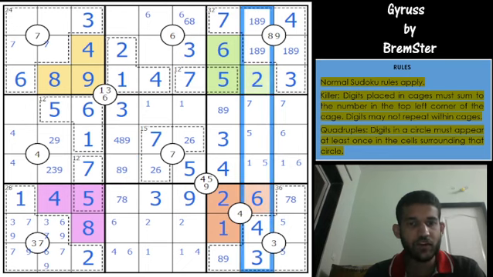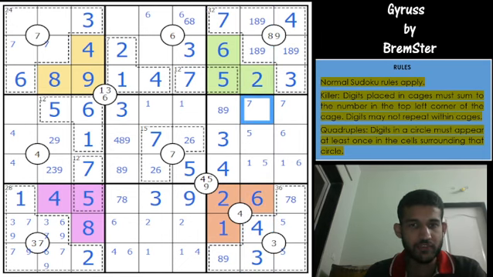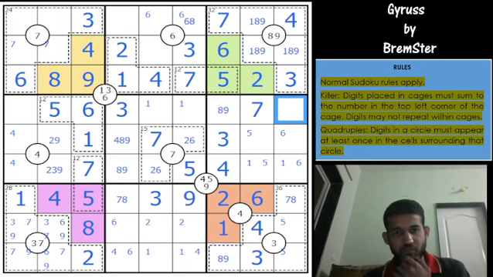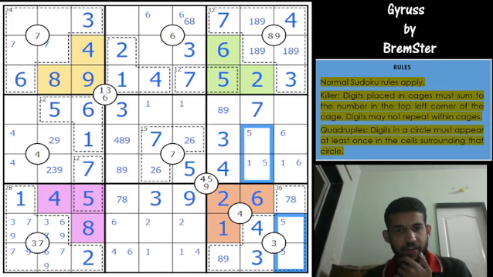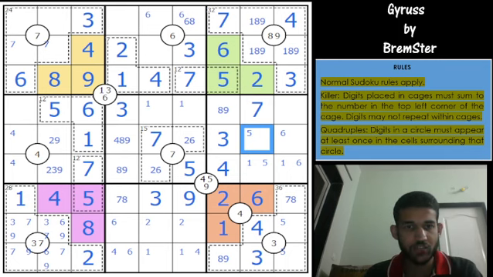Okay, 7 in column 2. Column 8, where does it go? There is exactly one cell left. Has to be here. Okay, 5 in column 8. Again, exactly one cell left. 5 has to go here.